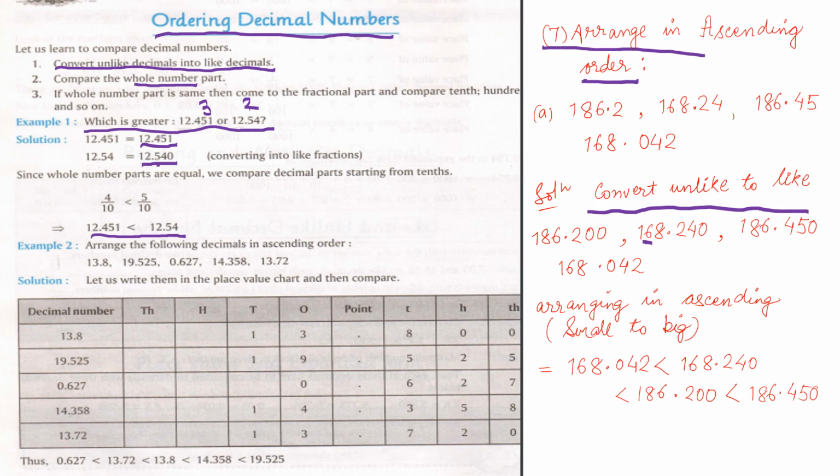Here 168, here also 168. Okay. Now here it is a 0, here it is a 2. So the smallest is 168.042, then 168.240. Now for 186.200 and 186.450, so 186, 186 fine. Now 0.2 and 0.4. So obviously 0.2 is smaller. So 186.200 and 186.450. Fine.